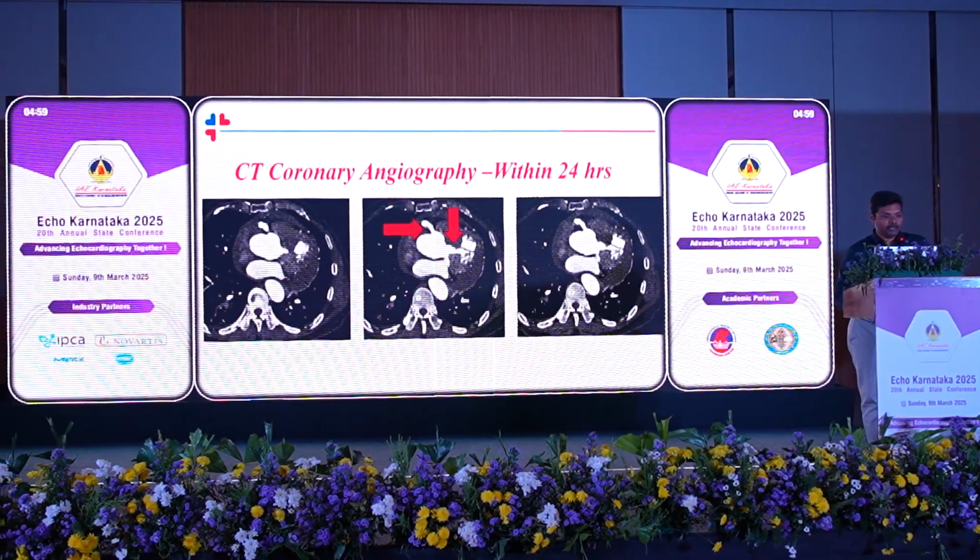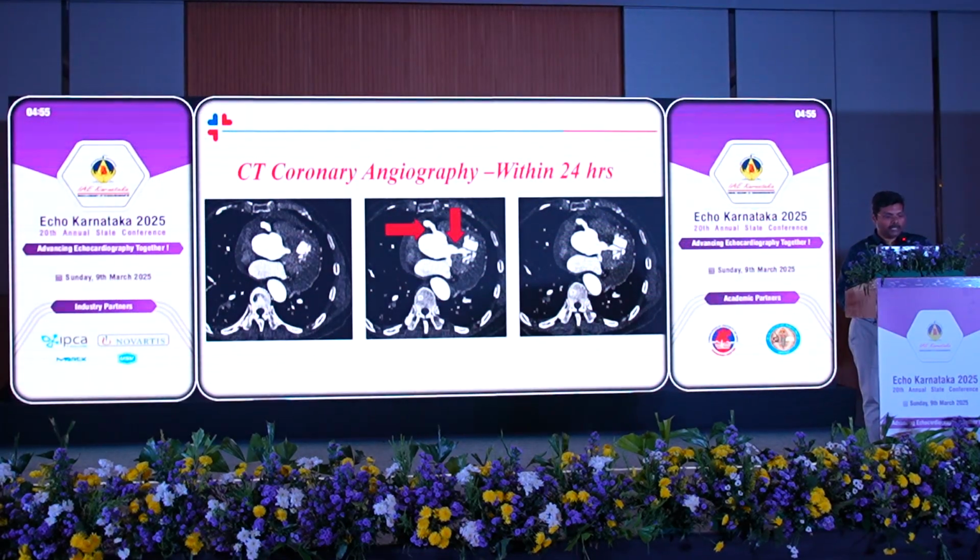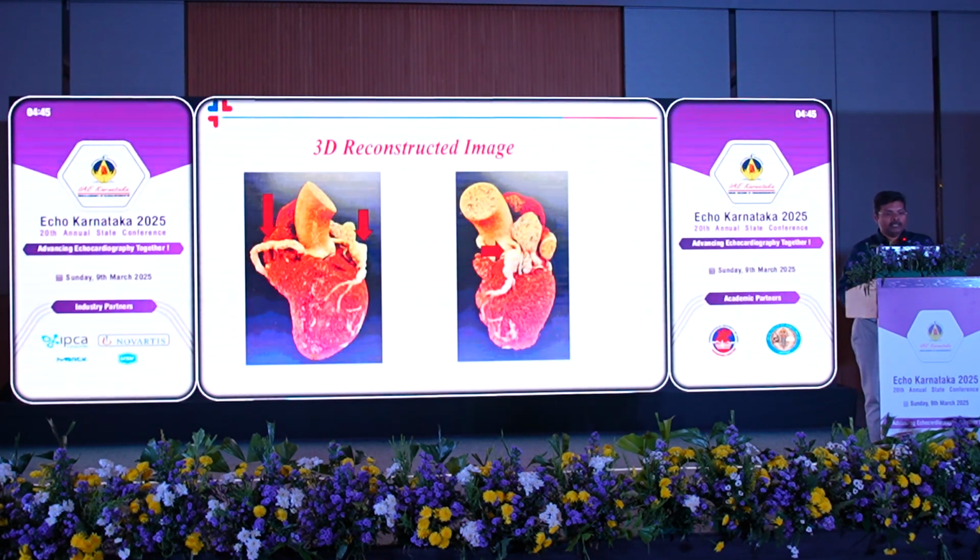Then we proceeded with CT coronary angiogram. The first image shows the takeoff of the left and the right coronary artery, and the right arrow indicates the saccular aneurysm involving the proximal LAD, and the left arrow indicates the dilated right coronary artery with ectatic changes. This is a 3D reconstructed image of the same. We can see the right arrow showing the saccular aneurysm of the LAD, and the left arrow shows the dilated and ectatic right coronary artery.